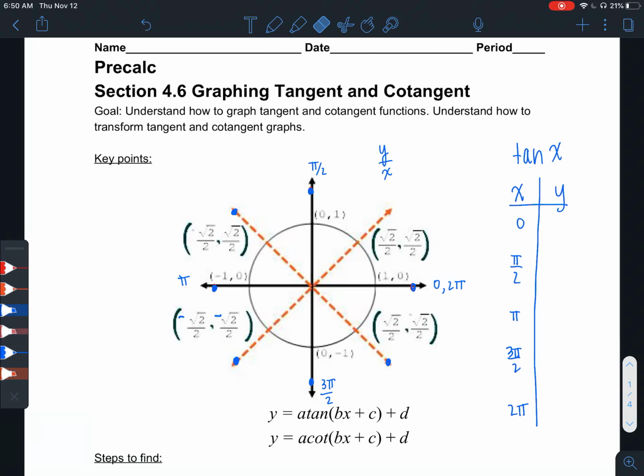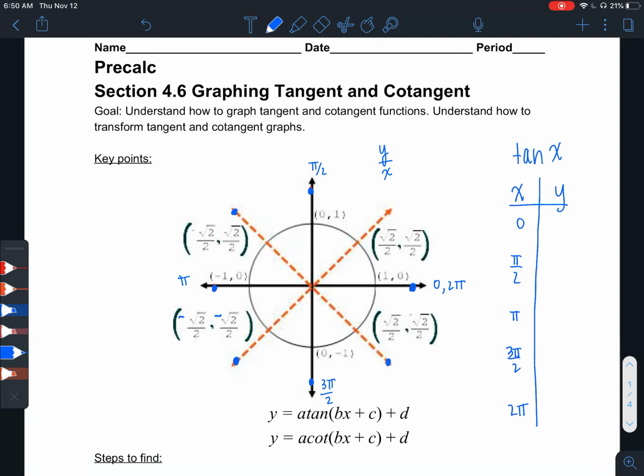Today we're talking about graphing tangent and cotangent, and we're going to transform tangent and cotangent functions. Okay, so here we're going to start with our key points just like we did before. Notice over here to the right, I have the same values as I did before: 0, pi over 2, pi, 3 pi over 2, and 2 pi. The same as sine and cosine. So let's talk about those values.